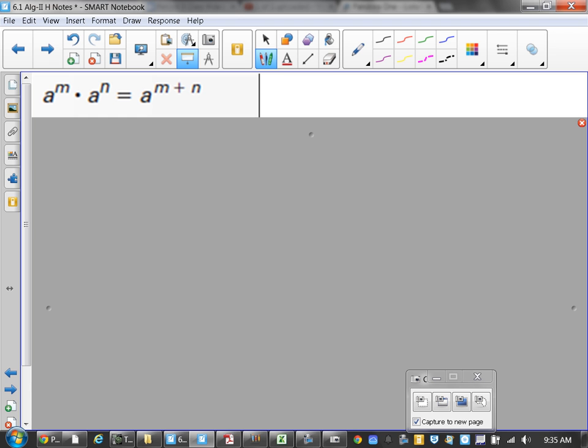Here's what's happening. If we're looking at bases and exponents, base is the A, exponent is the M. Base is the A, exponent is the N. So if I have two things being multiplied together that have the same base but different exponents, all I do is take that base and add the exponents. For example, if it's x cubed times x to the fourth, what do you get? X to the 7. You've done that before.